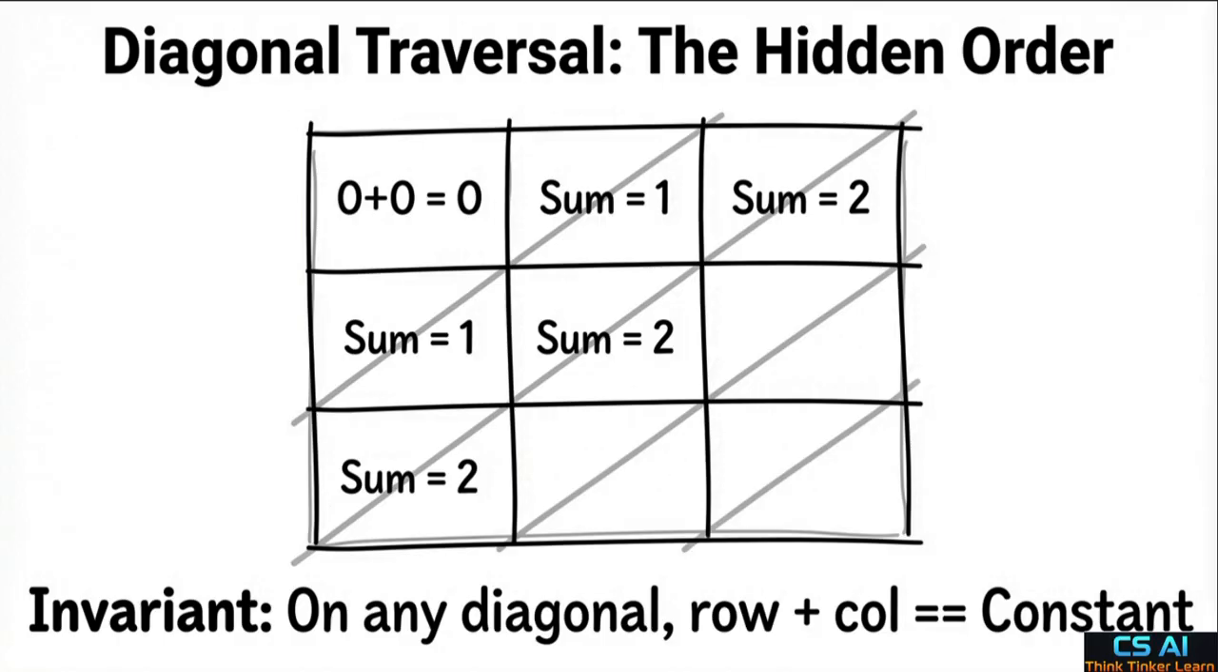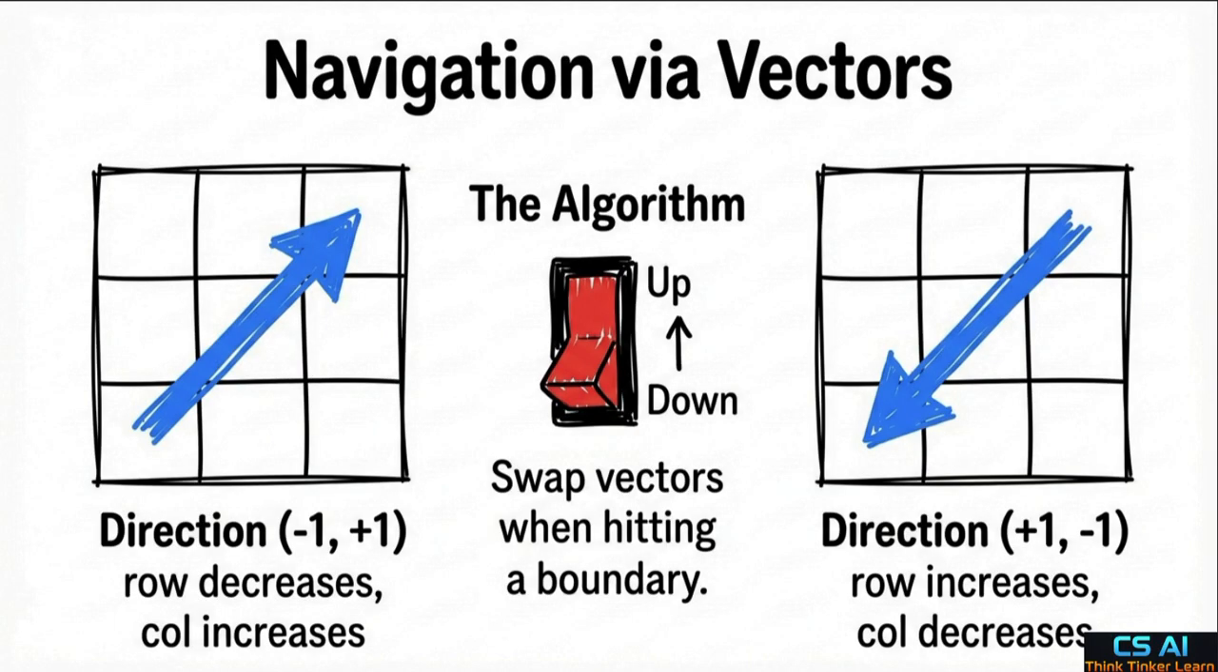This is a massive shortcut. Instead of complex nested logic, you can group elements into buckets based on the sum of their indices. This pattern is essential for problems like zigzag traversal or finding diagonals in a Sudoku board. When you see a diagonal requirement, don't look at the grid, look at the sum of the coordinates.